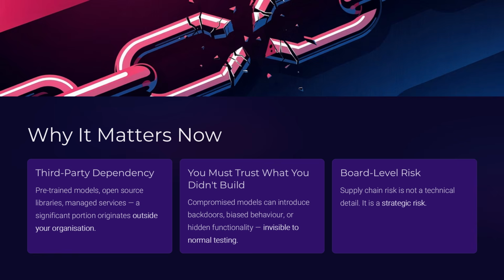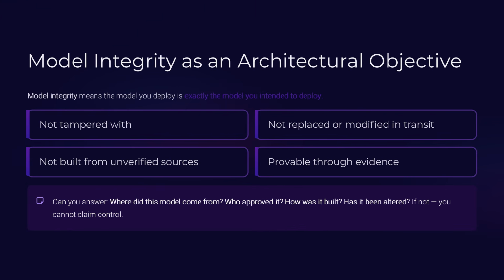A compromised model can introduce backdoors, biased behavior, data leakage risks, or hidden functionality that is extremely hard to detect through normal testing. Unlike traditional software, the behavior of a model is not fully explained by code review. That is why model integrity becomes a board-level concern. Supply chain risk is not a technical detail. It is a strategic risk. Now that you understand the urgency, let us define what model integrity actually means.